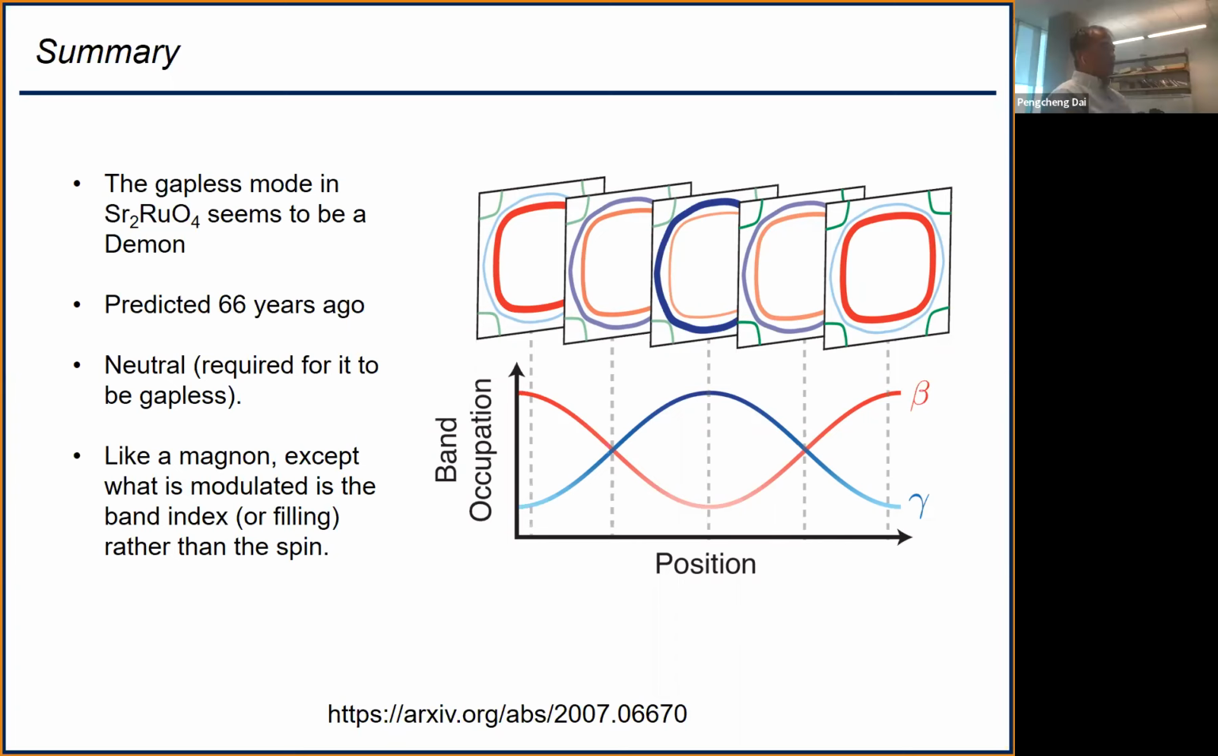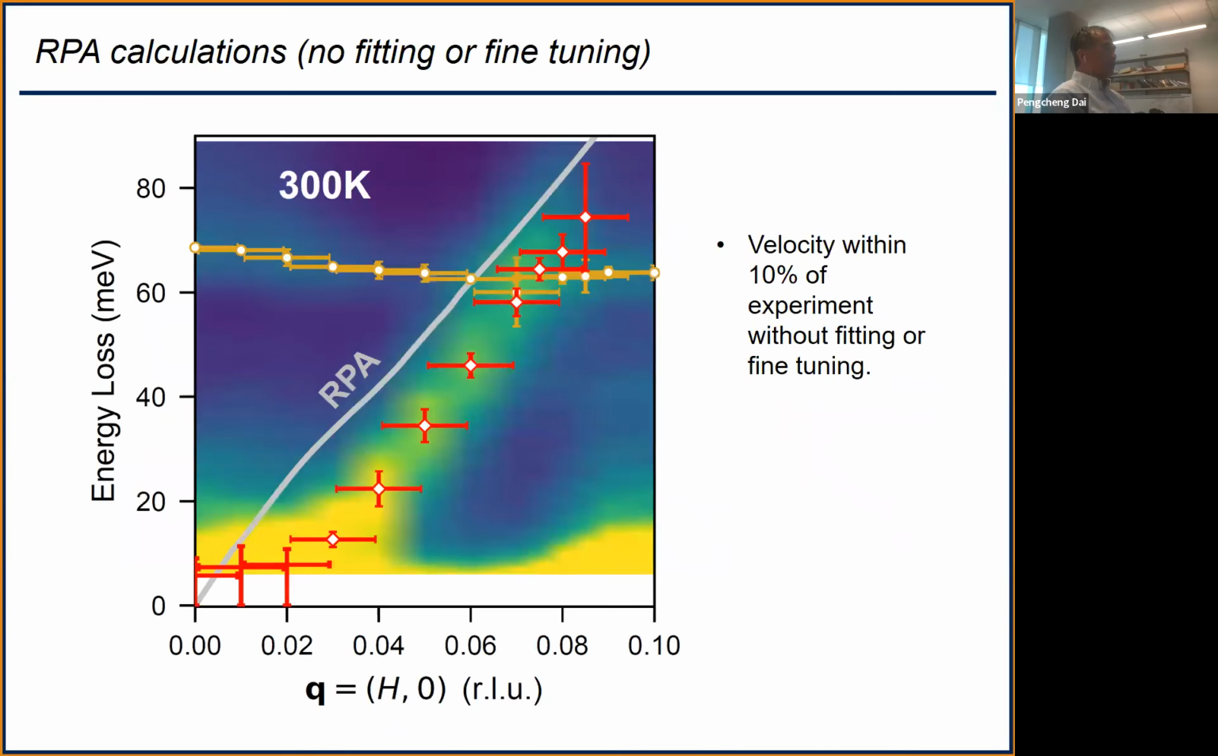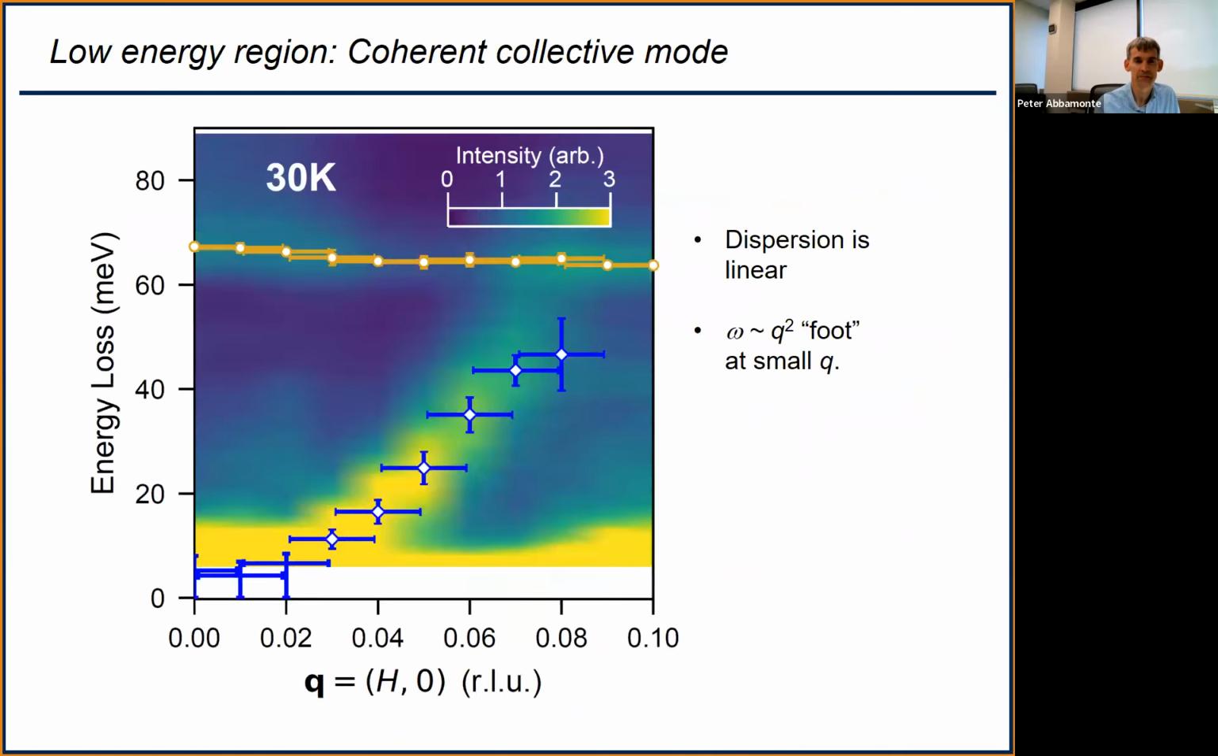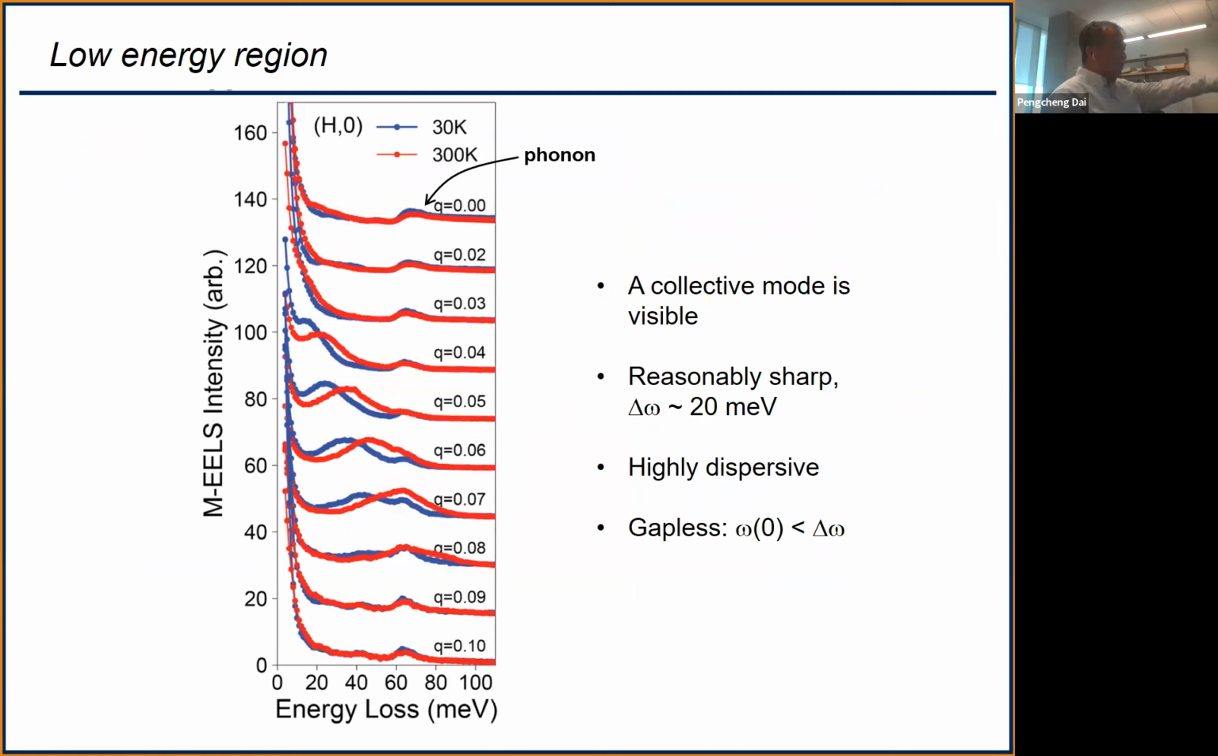Mm-hmm. So can you go back to your data? I have another question concerning your data. Which one? This one? No, the raw data. The line plots? Yeah, line plot. So look at, I see another feature, right? Roughly for Q equal to zero at, say, here. What is that? I don't know. There are some other phonons and things down here. It's not the only mode that's in the system. I'm not exactly sure.